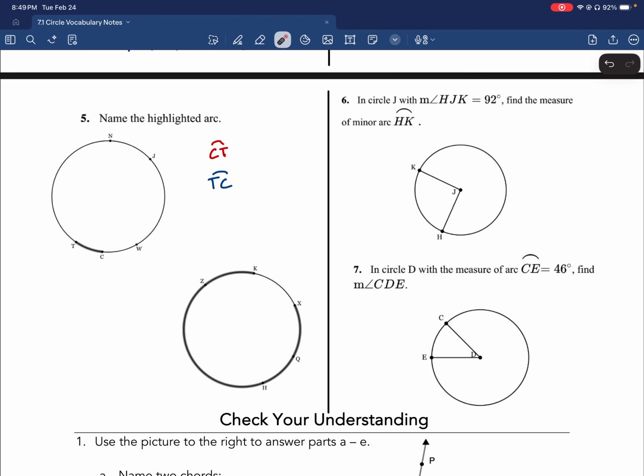Another thing I want to quickly talk about, because this is a minor arc, right? CT is obvious as what I'm talking about. If I was saying C to T, you wouldn't go all the way around to go from C to T, okay? That's why we only need 2 letters.